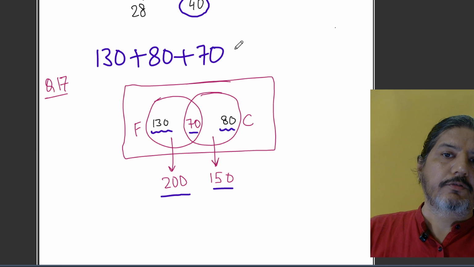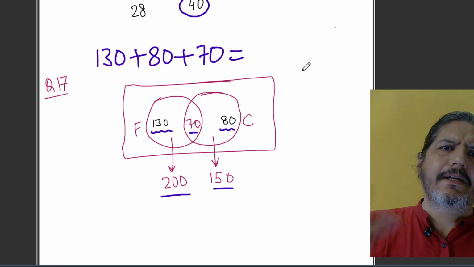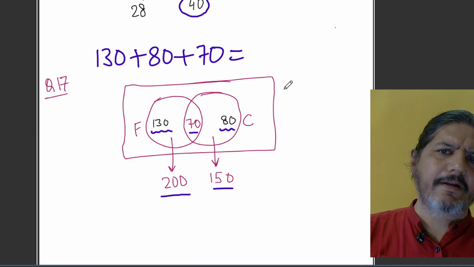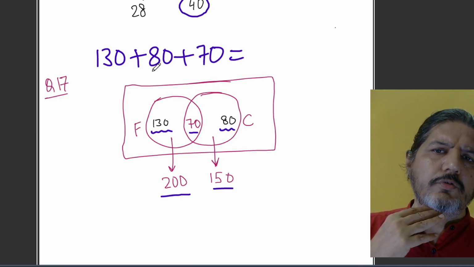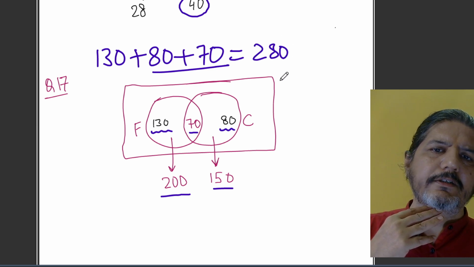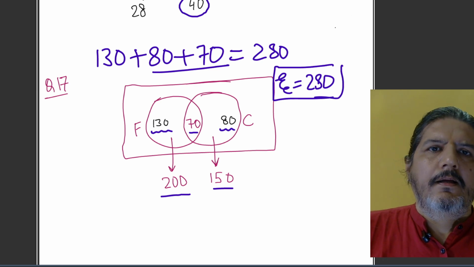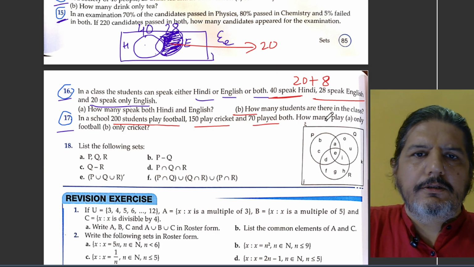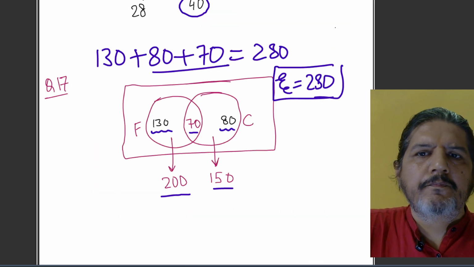If I have to find the universal set, I assume that there are no other sports available, and students have to choose between these two sports only. So my total would be 130 plus 70 plus 80, which is 280. So my universal set would have 280 students. What is being asked? How many play only football, only cricket? So I have found those, and the universal set also.